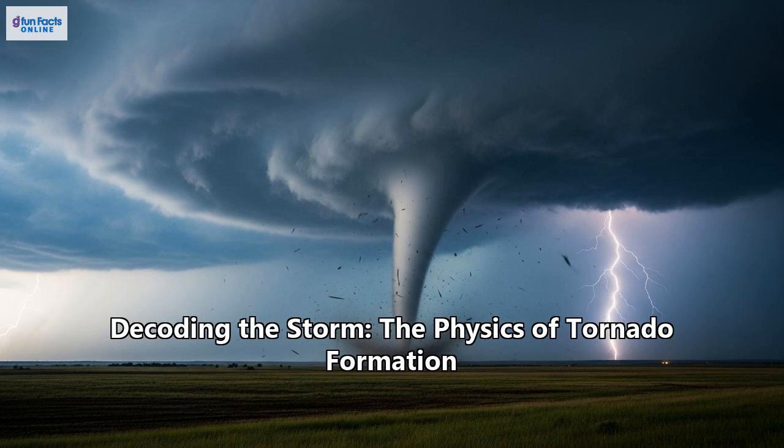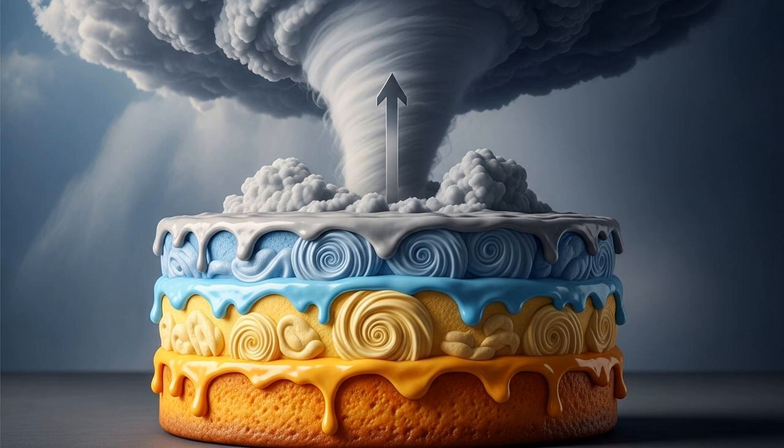tornado is born. To understand a tornado, you first need to understand that they don't just appear out of a clear blue sky. They are the result of a very specific and volatile atmospheric recipe. Think of it like baking a very dangerous cake. You need three essential ingredients.